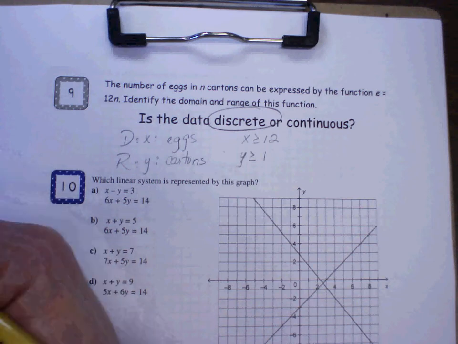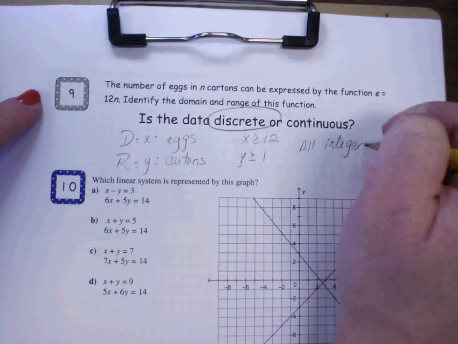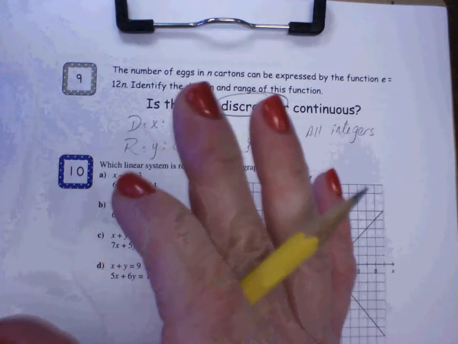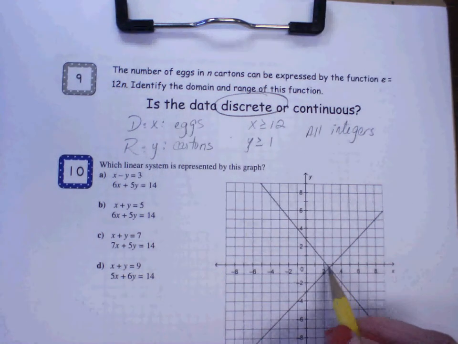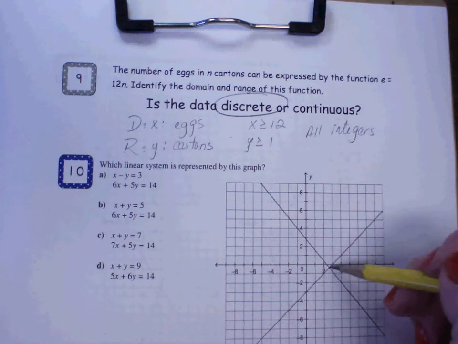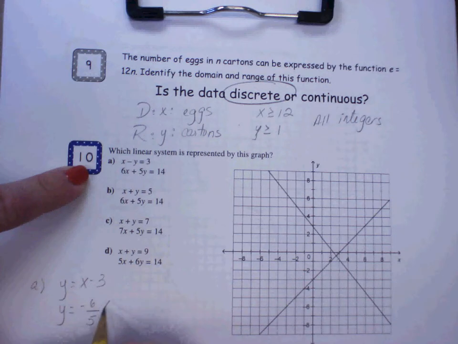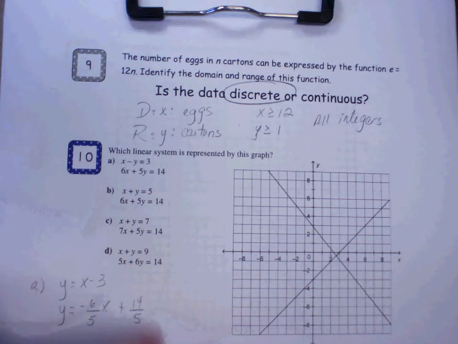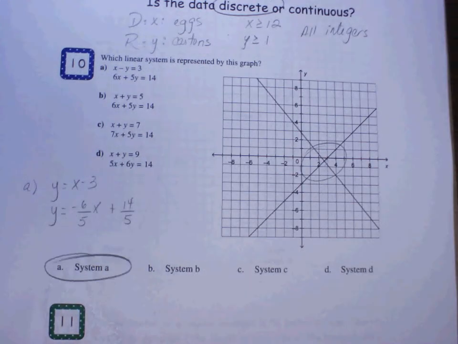And of course, they all have to be integers. You cannot have 1.3x, right? So these ones are all integers. No decimals. For this one, I just solved for y, and then I went to the calculator and tried to look for this. The x is a number between 2 and 3, and the y is a number between 0 and -1. So when you solve for y for A, you get that y equals x minus 3, and y equals -6/5 x plus 14 over 5, and when you solve it, it's exactly that. So the correct answer was system A.